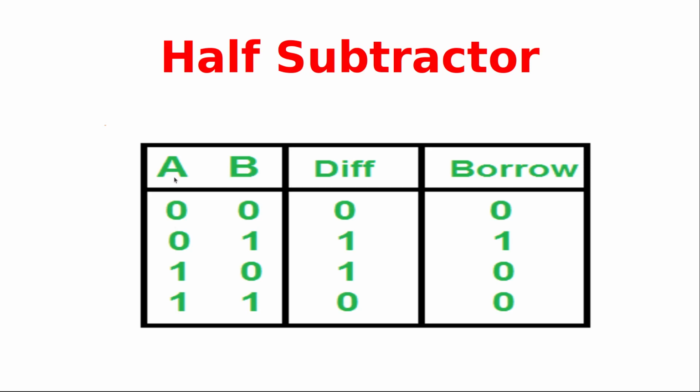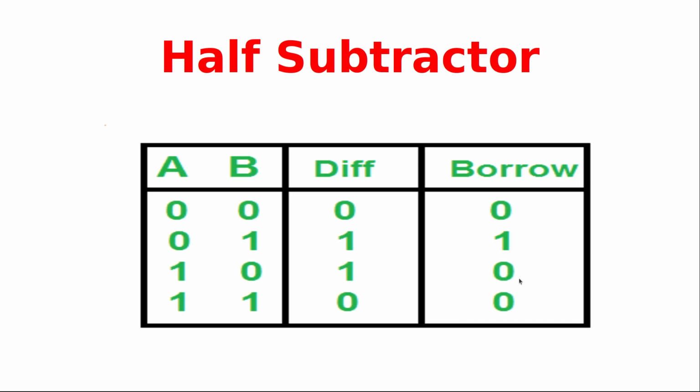First, there are two inputs A and B. 0 0 means there is no difference, so the difference is 0. 1 1 also means there is no difference, so the difference is 0. If one bit is 0 and the other bit is 1, as in 1 0, there is a difference, so the output is 1. This exactly matches the logic of the XOR gate, so that's why we use the XOR gate for the difference.